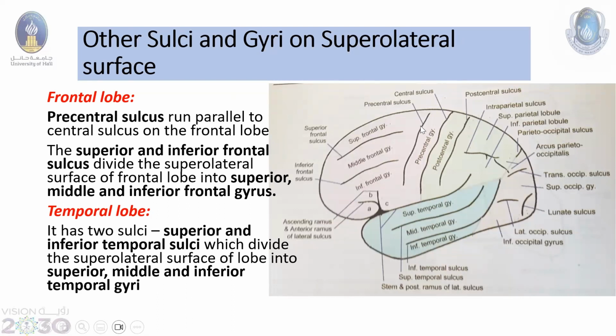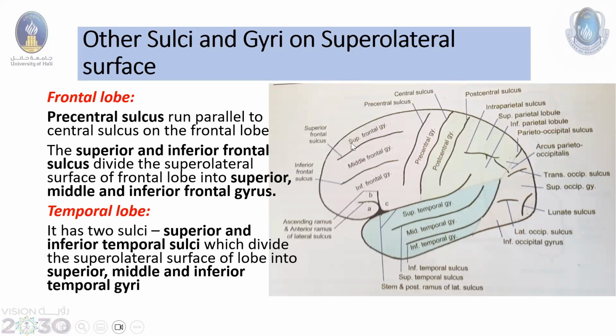Now coming to the other parts within the frontal lobe. One is the precentral sulcus, which is parallel to the central sulcus, and in front of that, this area has two important sulci: the superior frontal and the inferior frontal sulcus. These divide the frontal lobe into the superior frontal gyrus, middle frontal gyrus, as well as the inferior frontal gyrus. In the inferior frontal gyrus, we saw the Broca's area, the speech area.